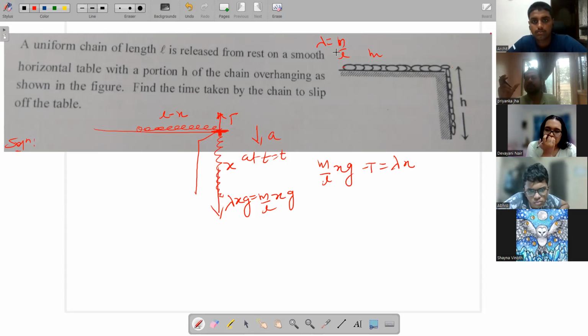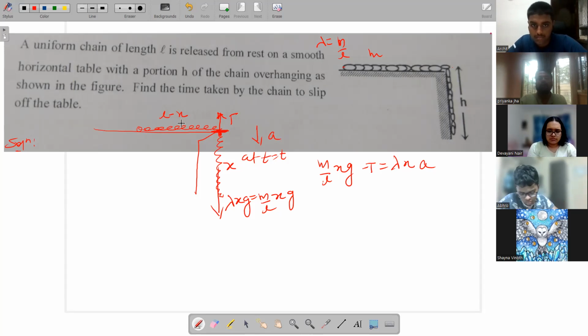Okay. M is the length. Suppose 10 kg is the weight for a 20 meter wire. So what would be the mass of the 1 meter wire? 1/10 of that, na? Yeah. So that is m. This is the force equal to ma.